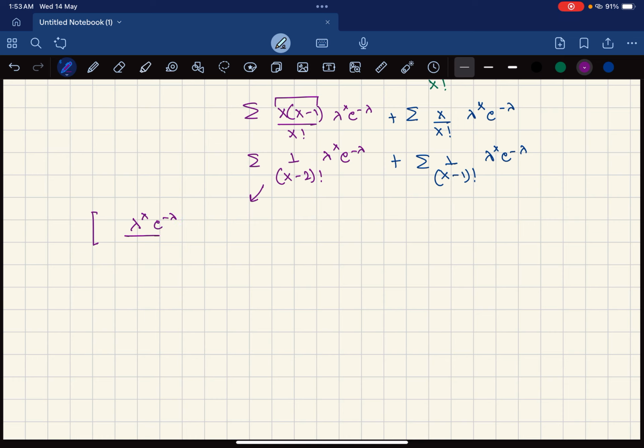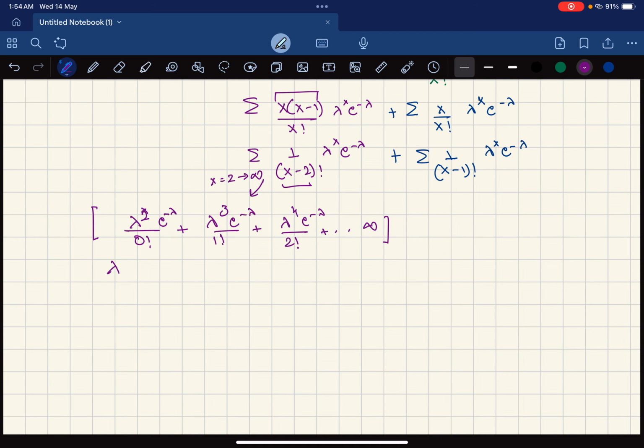upon, so we cannot have x equal to 0 or x equal to 1 because then this factorial will not be defined. So we start from x equal to 2 till infinity, and for x equal to 2 we can write this as lambda square e to the power minus lambda divided by 0 factorial plus lambda cube e to the power minus lambda upon 1 factorial plus lambda 4 e to the power minus lambda upon 2 factorial, and so on till infinity.